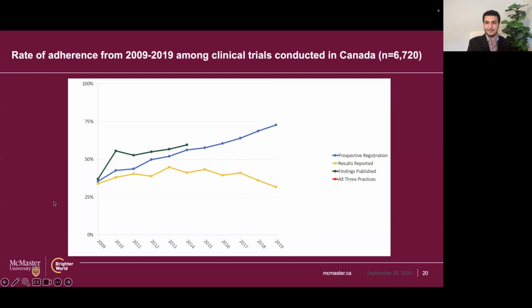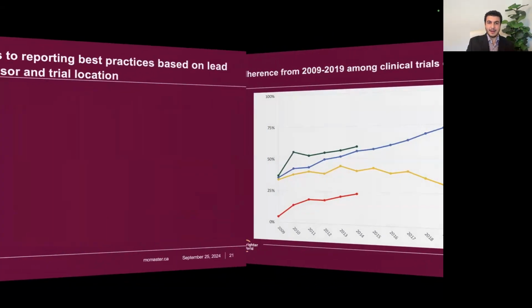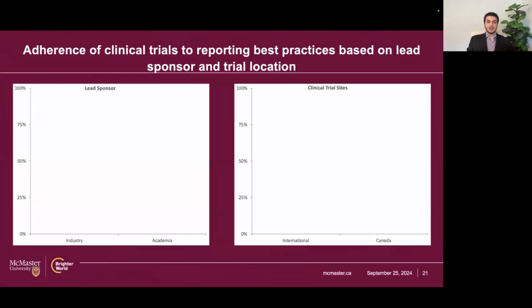And lastly, when we combined all three best practices, that number seems to be gradually increasing from year to year. In other words, it looks pretty promising. Now, as I mentioned earlier, we wanted to see what the potential effect modifiers to these best practices are. So we'll start with the table on the left.